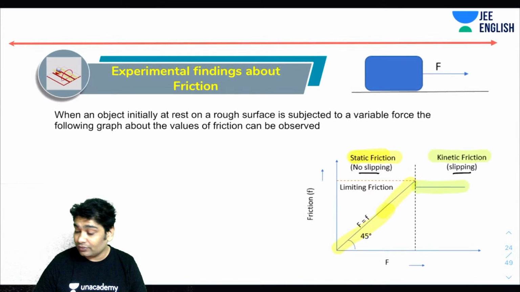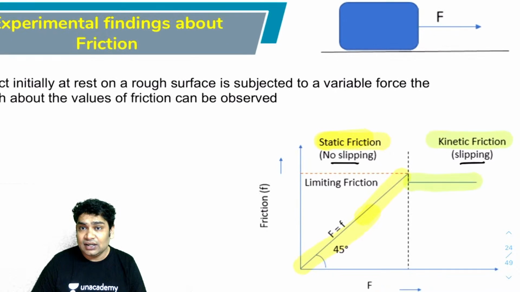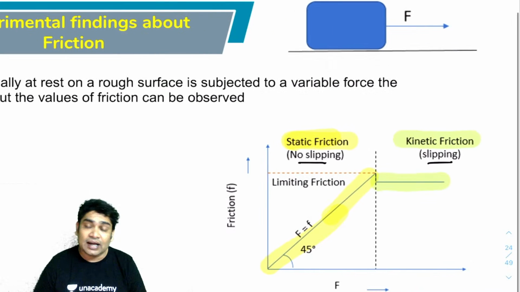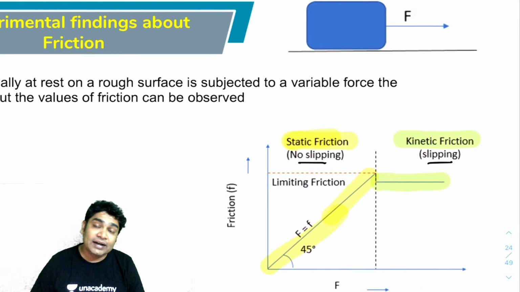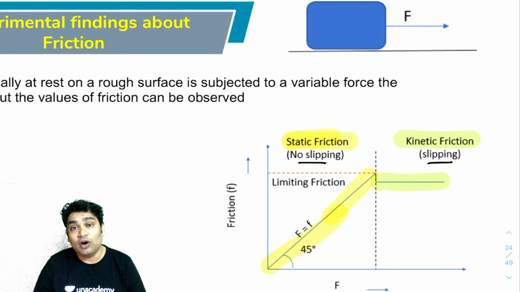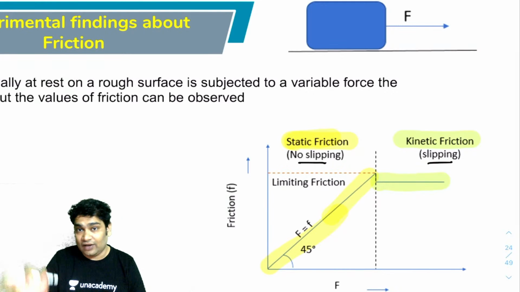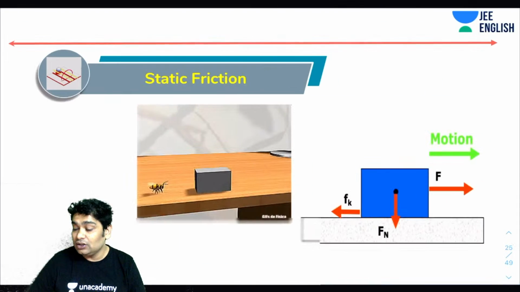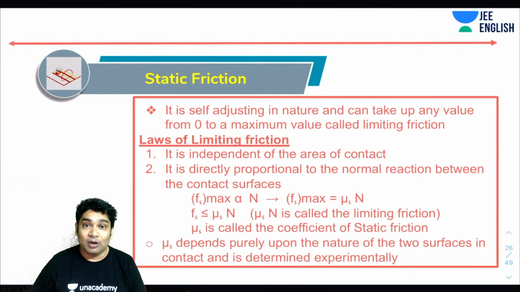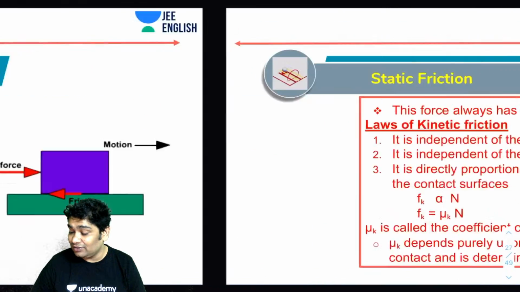Now you will realize from the graph a few things: static friction can change its values. However, it can only achieve a maximum value called the limiting friction. However, kinetic friction has a constant value always. So let's talk quickly about static friction and kinetic friction.